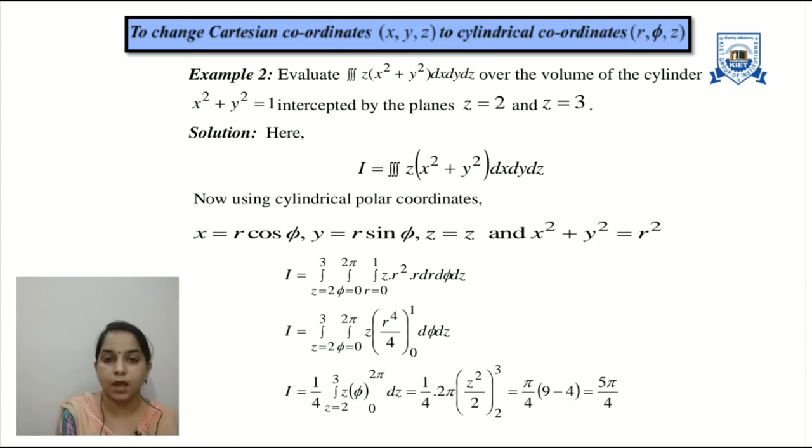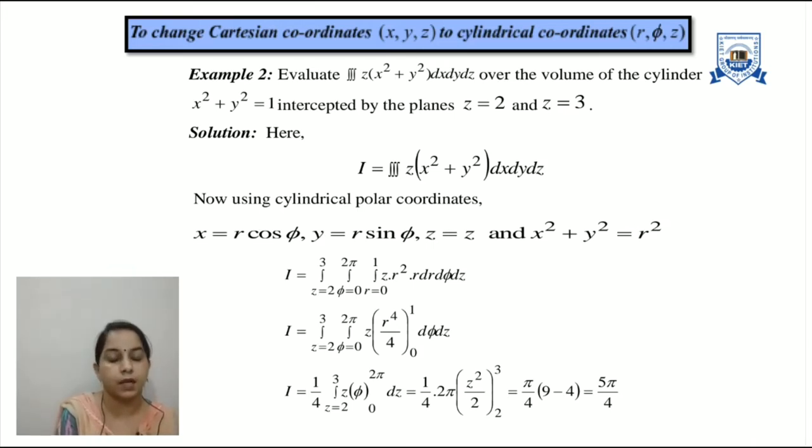In the previous lecture, I told you that the equation of the cylinder is always in the form of a circle bounded by the planes that are defined by the values of z. So, the complete equation of the cylinder is always written in this manner: the equation of the circle along with the z-axis. So, here we have the integration I equals triple integration z (x square plus y square) dx dy dz, that we have to change into cylindrical polar coordinates.